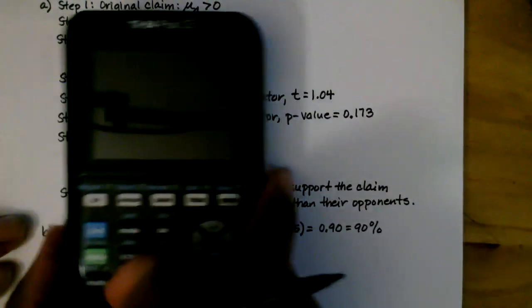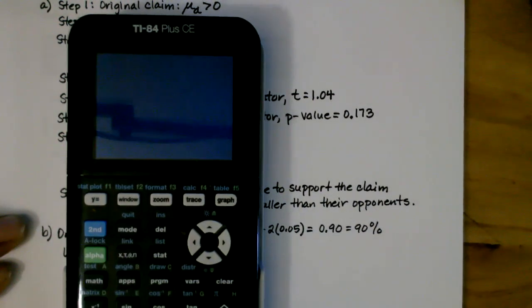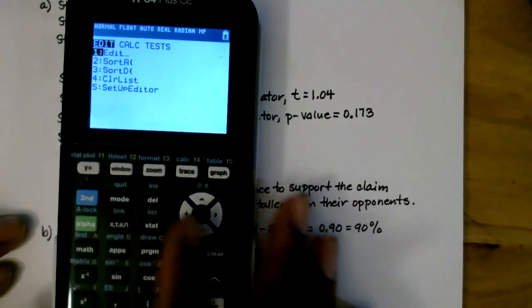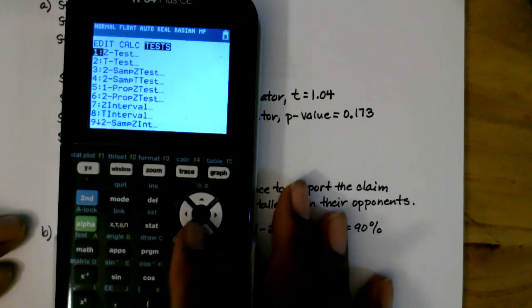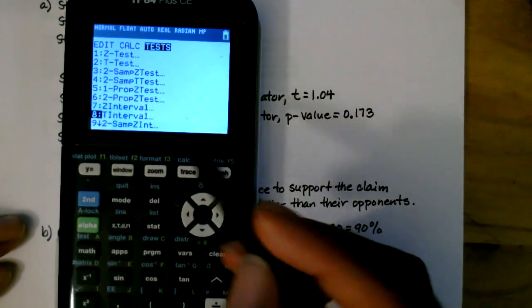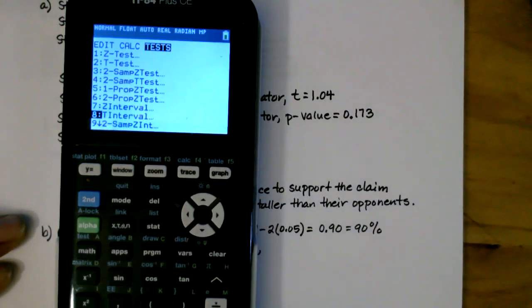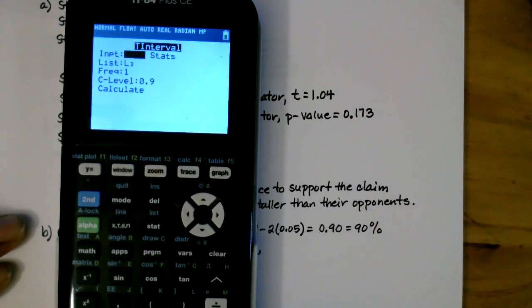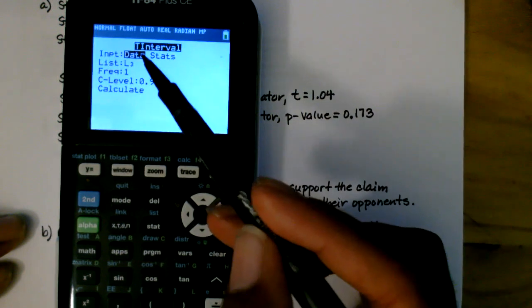This is what's going to help us find our confidence interval. Okay, so let's press the stat key, go over to test. The one we want to select is T interval, because we're doing a confidence interval. Data should still be highlighted.